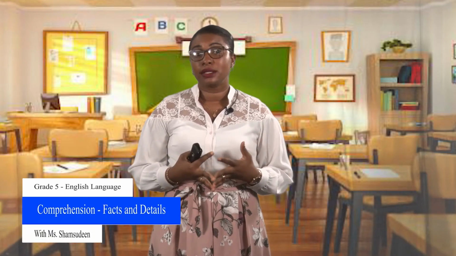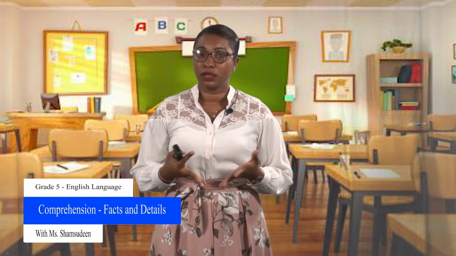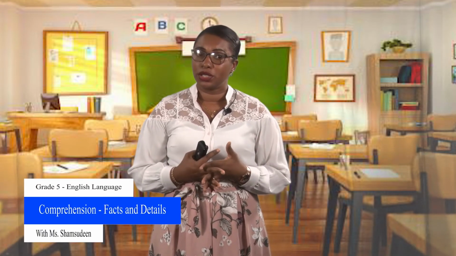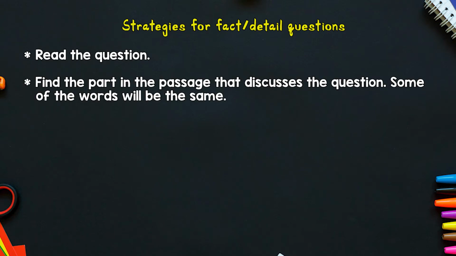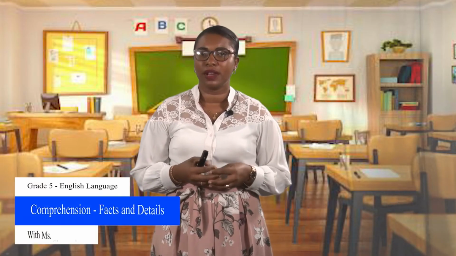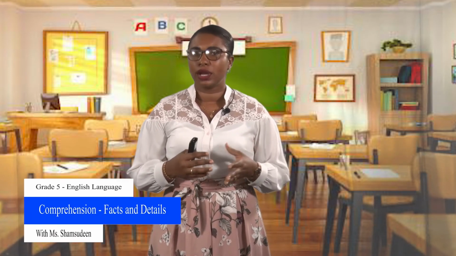Now let's look at some strategies for facts and detail questions. When you're going to answer such questions, like in every type of question you will answer, you need to read the question. Find the part of the passage that discusses the question. Some of the words will be the same. So you will look at the question for clue words, and then you will go to the passage to see where you can find those clue words. And then you try to formulate your answer based on the question.